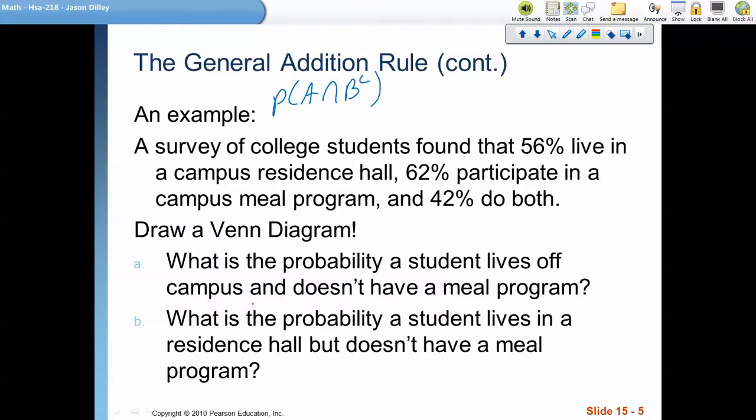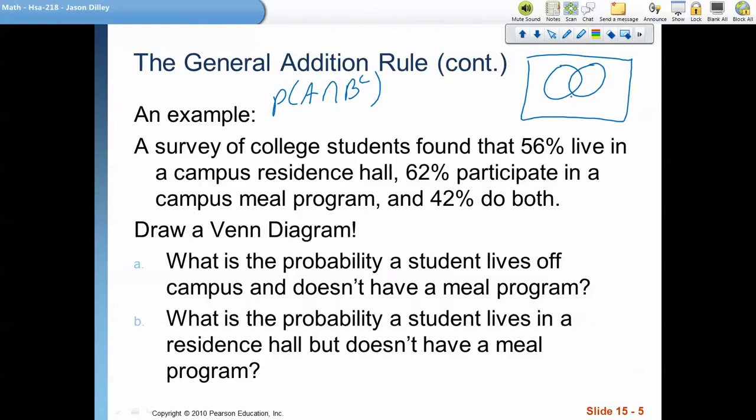So probability of A and B complement, right? Because it lives in a residence hall but doesn't have a meal program. Okay? So A and B complement. And if I were to draw a picture of that, here's the part that's interesting. This is an and statement, so we're only looking at the areas where A and B complement intersect.